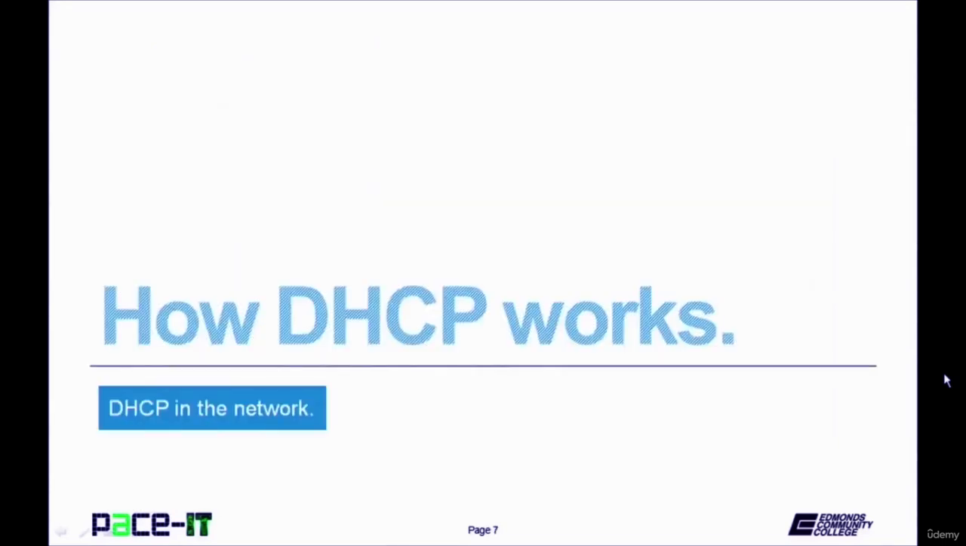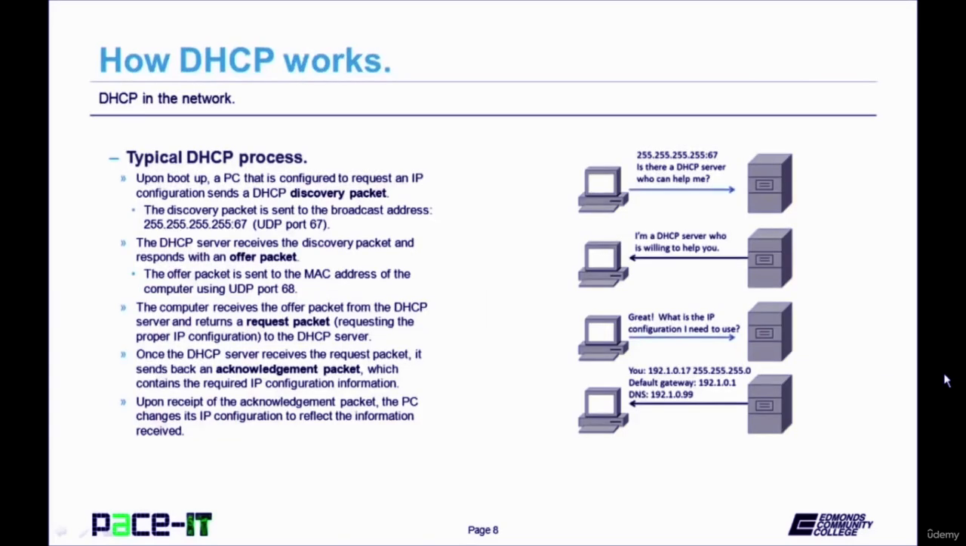Now let's move on to how DHCP works. Here is the typical DHCP process. Upon boot up, a PC that is configured to request an IP configuration sends a DHCP discovery packet. Now the discovery packet is sent to the broadcast address 255.255.255.255 on UDP port 67. The DHCP server is listening to that port. It's listening for that discovery packet.